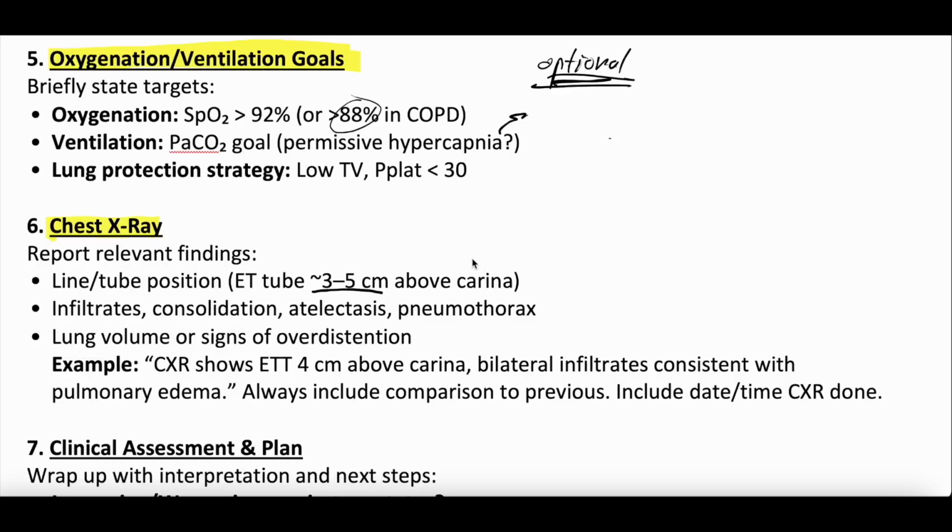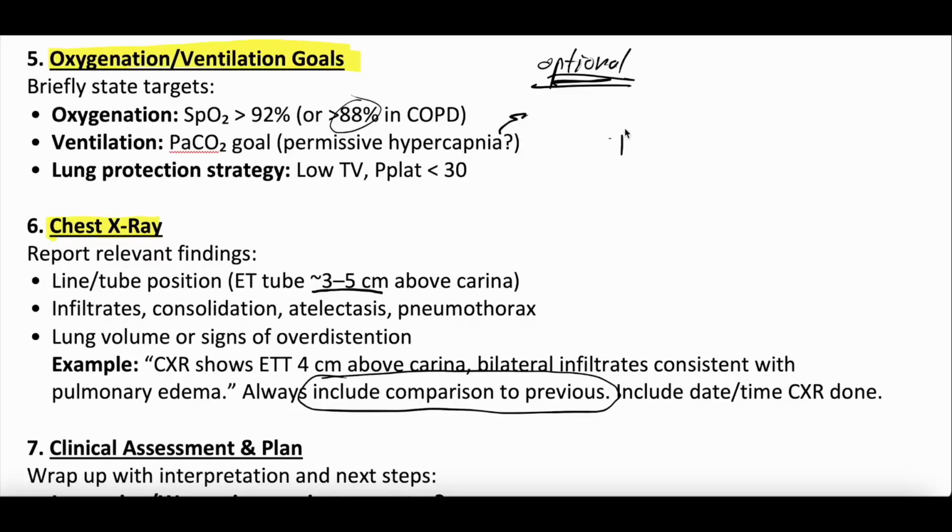So you could say something like, most recent chest x-ray was from yesterday evening at 11 p.m. The endotracheal tube is 4 centimeters above the carina. There were bilateral infiltrates consistent with pulmonary edema. And then it's always really helpful to include a comparison to the previous. So you could say something like, this looks to be improving as compared to the x-ray from 2 days ago.